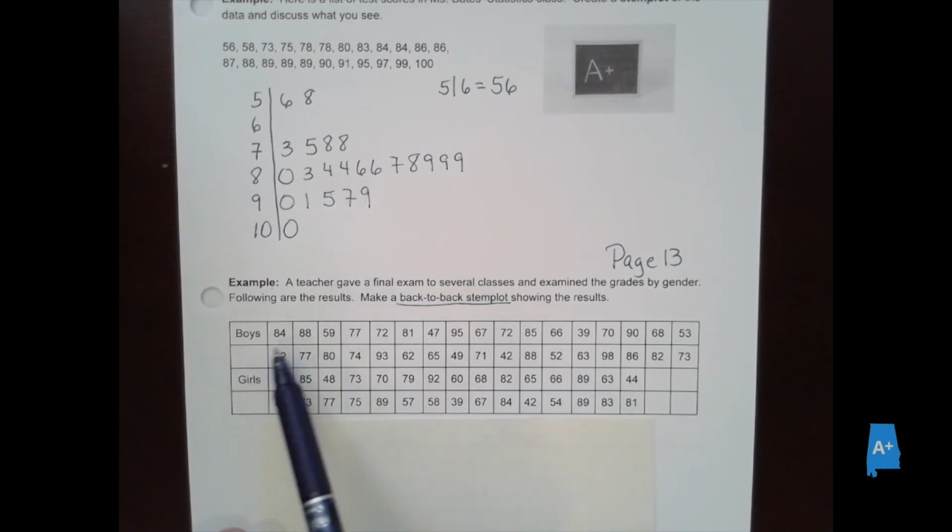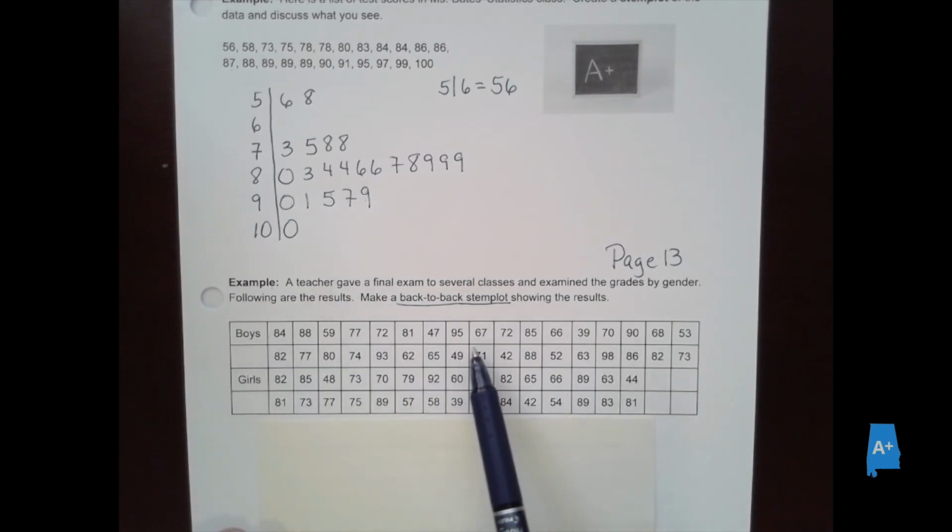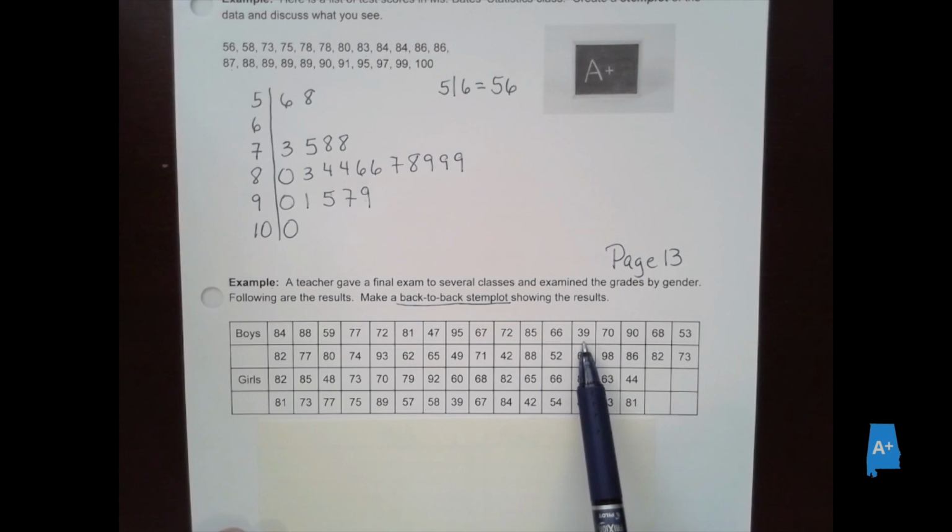So let's look. I see 80s, 50s, 70. Need a low number. Ooh, that's 30. 40, 30. That's not good. Ooh, that's bad. Bless their hearts.